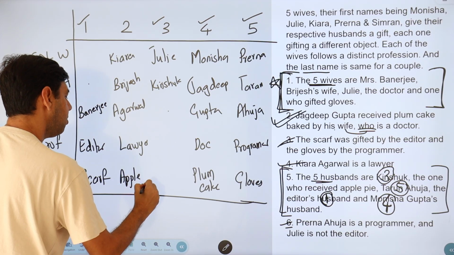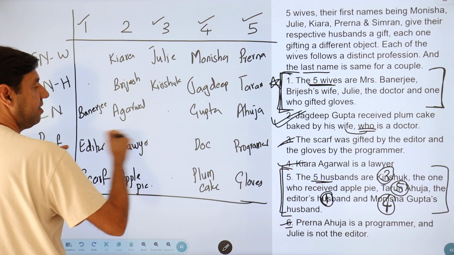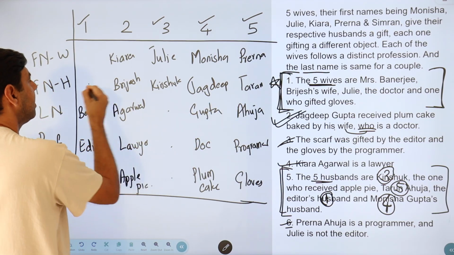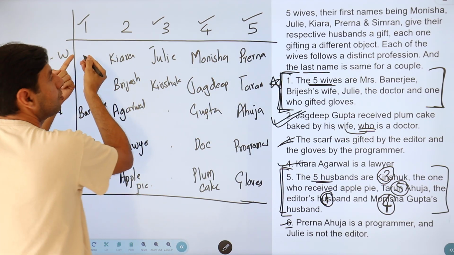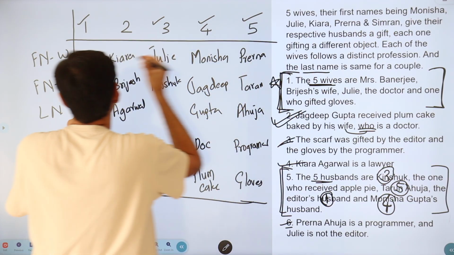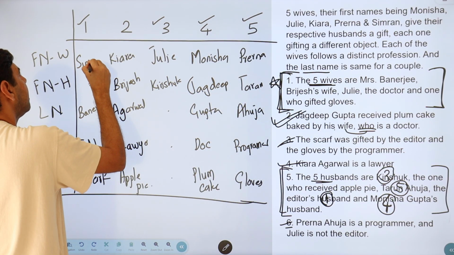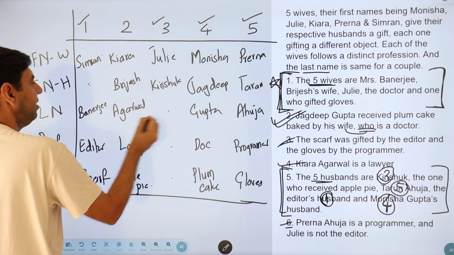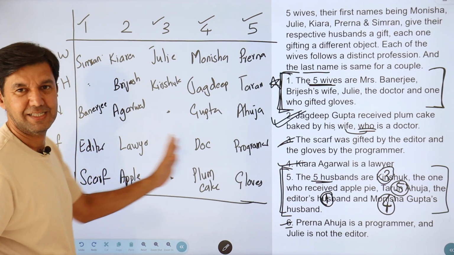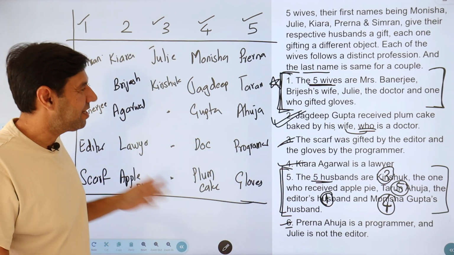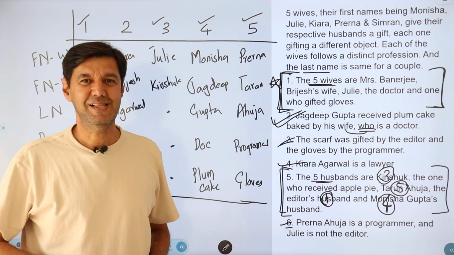And now if you look, here only 1 is left, in this row 1 is left, in this row 1 is left, this row 1 is left, and this row 1 is left. So who is left? Simran is left. And the other data is also directly given. I'm sure you can fill that in, right? So it becomes a pretty easy cakewalk if you just knew how to handle this clue.